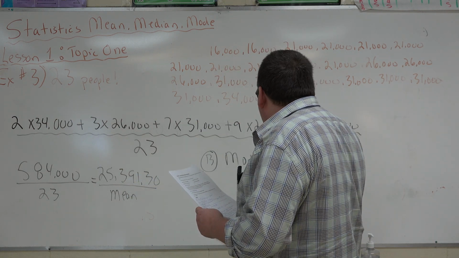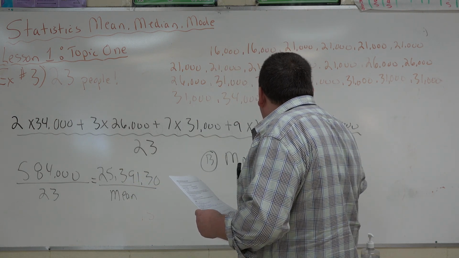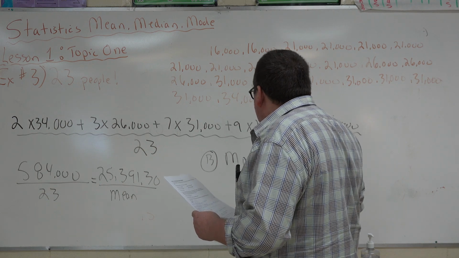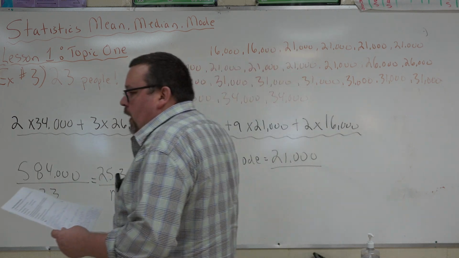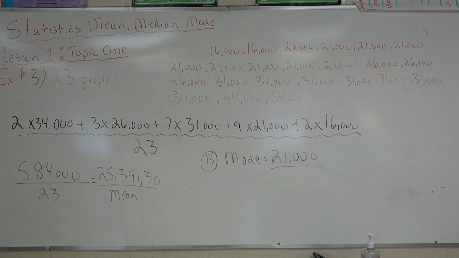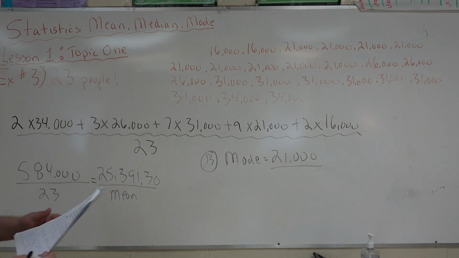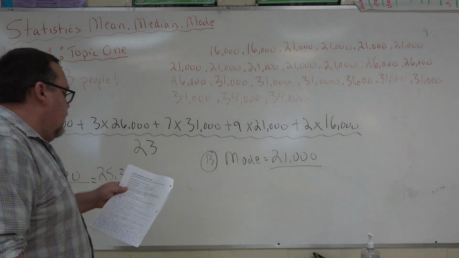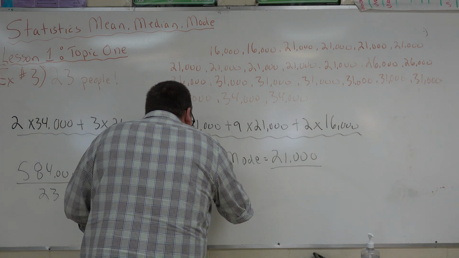Well, the mode is correct. 21,000 appears the most. But that's not indicative of how much they should be making. That's just the number that appears the most. The other person said, well, I've got 34,000, 26,000.